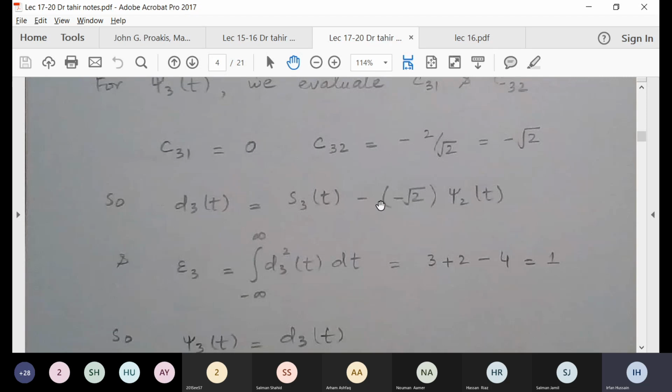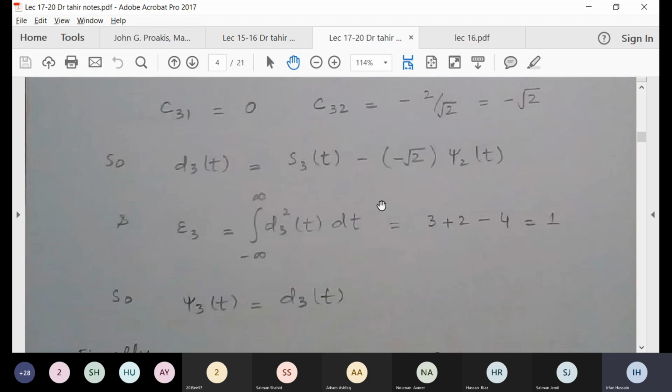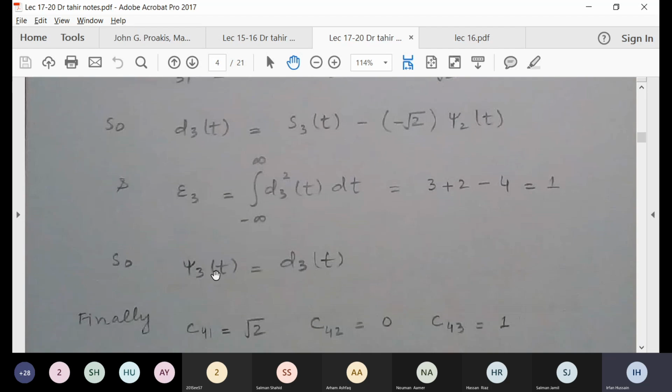Both this is correct as well as the other way is also correct. Once you find the energy, which is 1, D3 divided by 1 is your psi 3, so you have found psi 3. All right, the time is up.